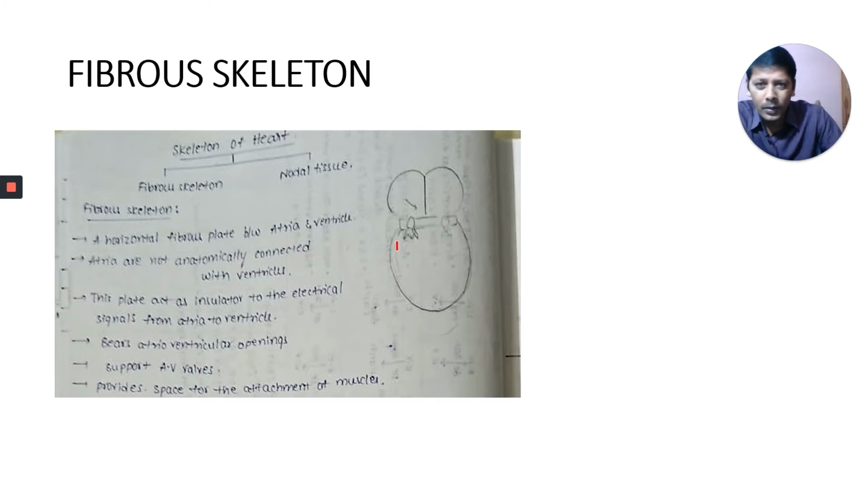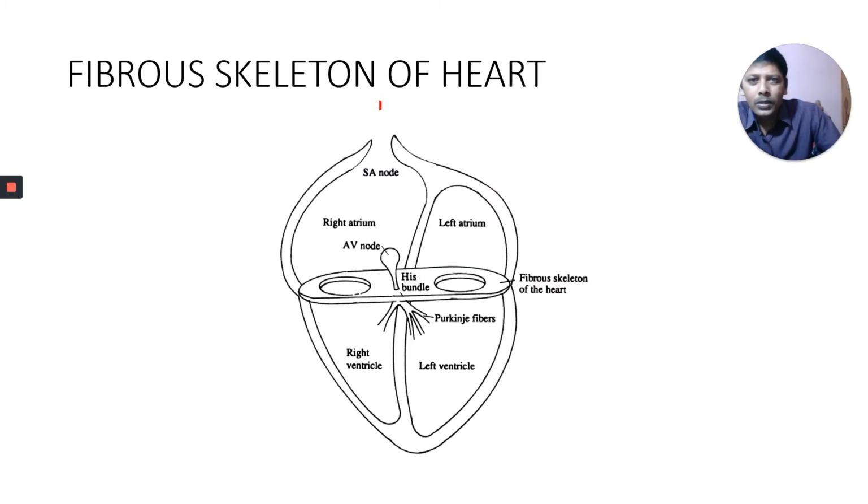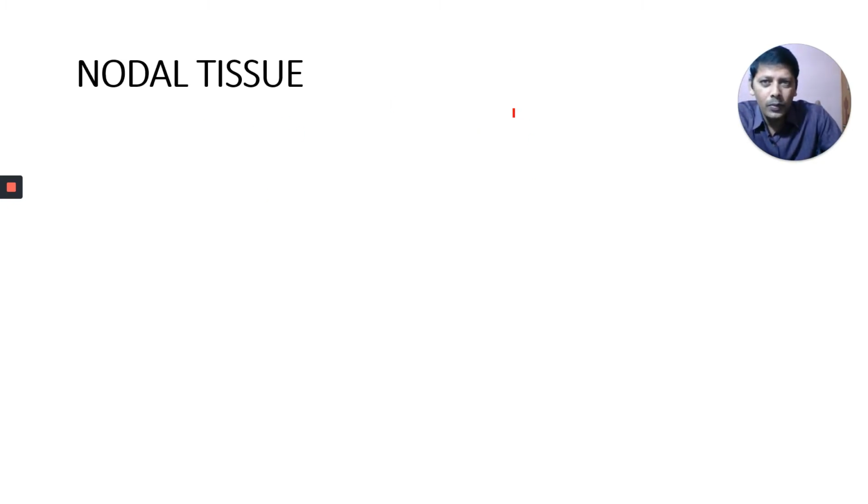You can see the diagram here. There is a plate here. This plate has openings here, and there are tricuspid wall here. Bicuspid wall is present here. Okay, next, this is the diagram of fibrous skeleton of heart.